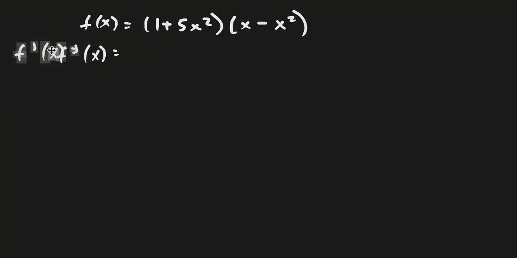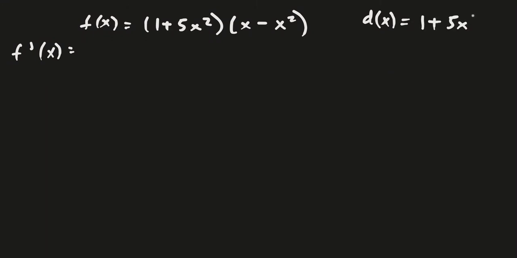First things first, I'm going to call this right here f of x. Well, we already have the function called f of x, so we can call it something else. We can call it maybe d of x. This doesn't matter. You can call it whatever you want, but this is just to teach. So this is 1 plus 5x squared, which is d of x. And let's just call this g of x, x minus x squared. So this is d, and this is g.